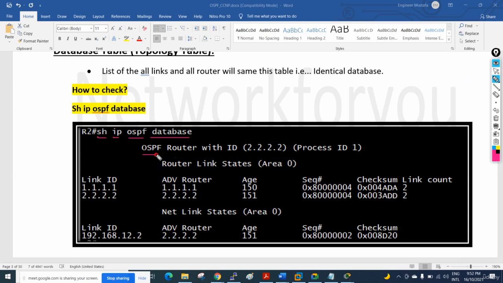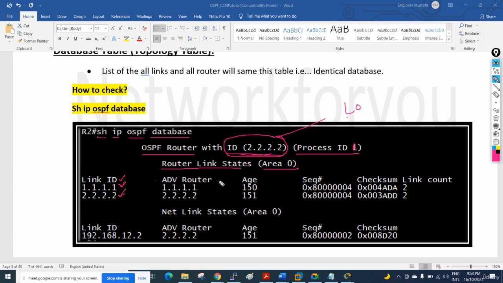Here it is showing the OSPF router with the router ID 2.2.2.2. How do we have this router ID? Because we created loopback 0, so it will prefer loopback 0 and take that loopback 0 IP here. And this is the process ID, we are using 1. And this is the router link state, it is area 0. And this is the link ID, 1.1.1.1 and 2.2.2.2. We have 2 routers, so they keep the 2 router IDs here as the link ID.